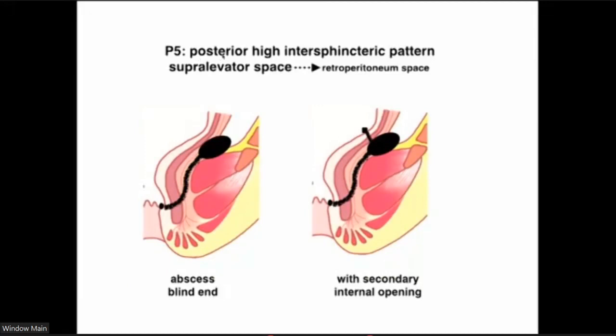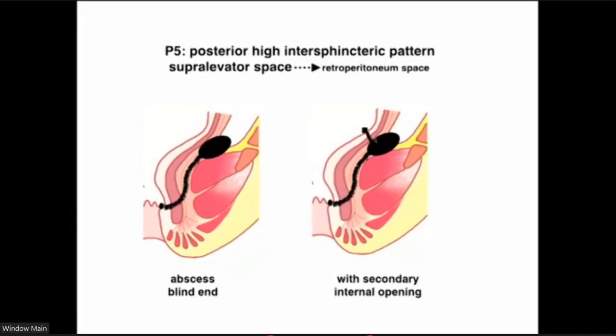Pattern 5 is a posterior high intersphincteric. They go up to the anorectum most of the time. They can go left and right to be a horseshoe, but most of the time they go like this and go a little bit left or right in the intersphincteric to the supralevator space. In that case, the abscess can go up to the retroperitoneum. They can go as high as the pancreatic area, or the suprapubic area. I have seen many cases of this.